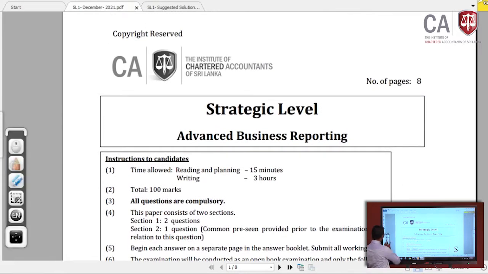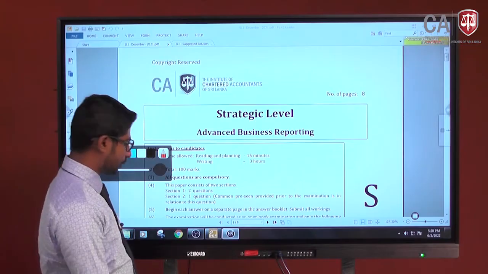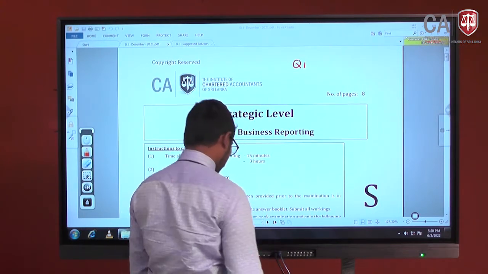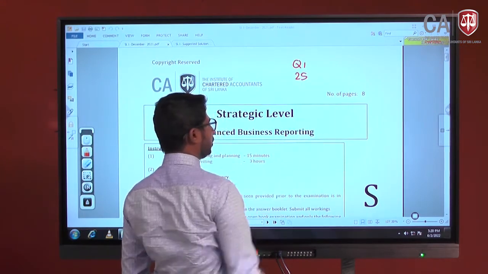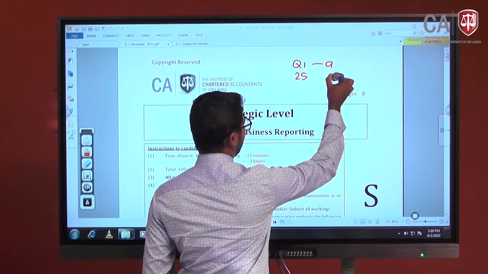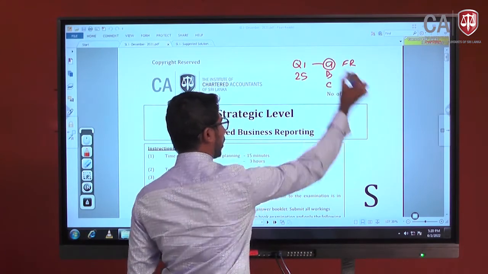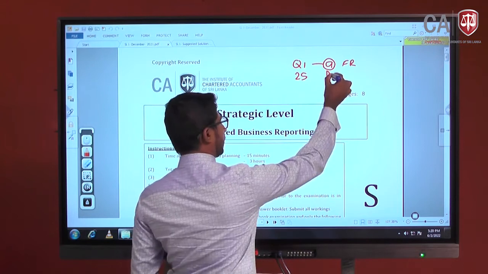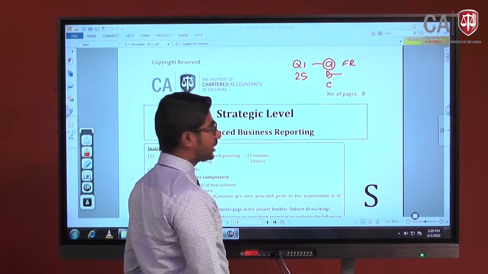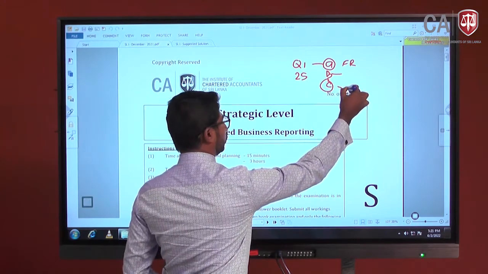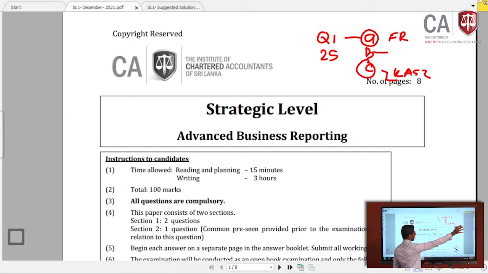So let me start. We have question number one, a 25 mark question, with parts A, B and C. All three parts are financial reporting. Part A is from SLFRS 9, part B is from LKS 40 and SLFRS 13, and part C is from LKS 2. So this 25 marks is from financial reporting. Then question number 2.